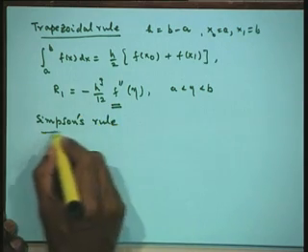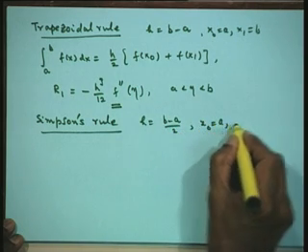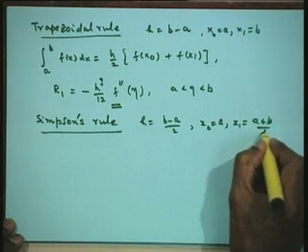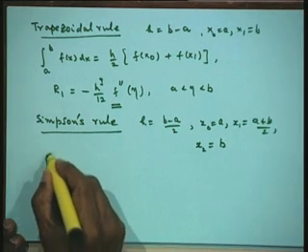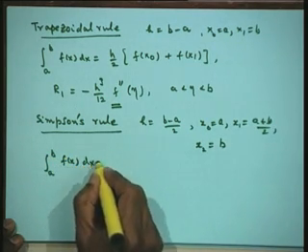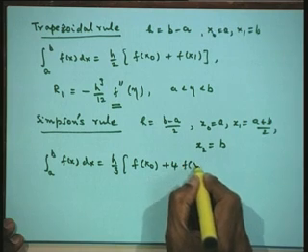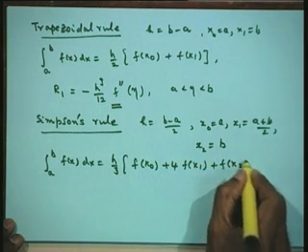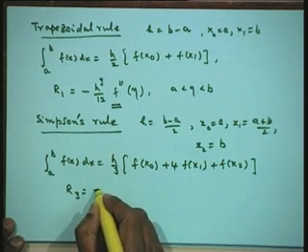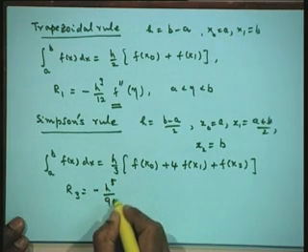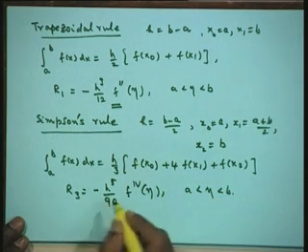Simpson's rule, in which h is taken as b minus a by 2. So, that we have got 3 points, x naught is equal to a, x 1 is the middle point a plus b by 2, and x 2 is equal to b. Then we have derived the formula as integral a to b f(x) dx is h by 3 of f of x naught plus 4 times f of x 1 plus f of x 2, and the corresponding error we derived as R 3 is equal to minus h to the power 5 by 90 times the fourth derivative at some point eta, a less than eta less than or equal to b.